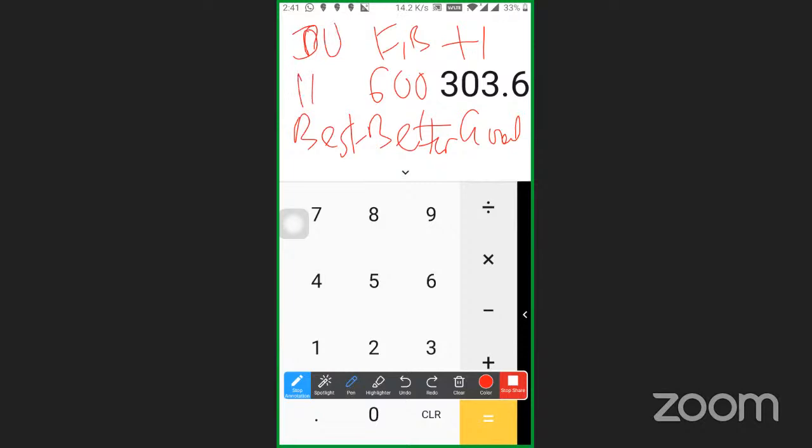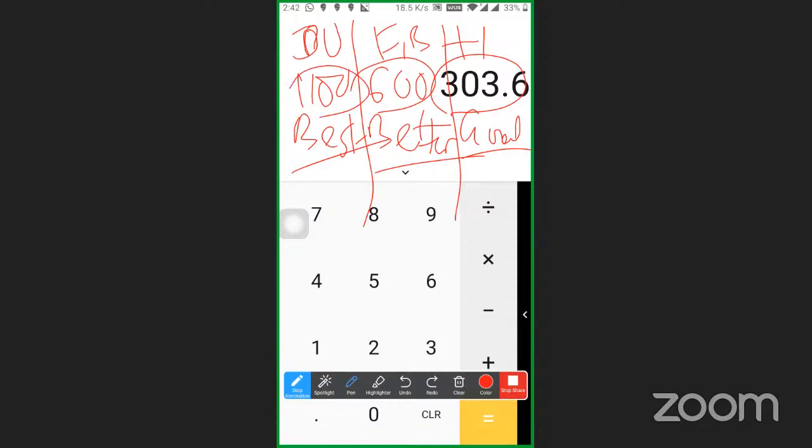And you need around 1100 USDT. So now we have 3 options: good, better, and best. Everything depends on your capital. If you have $300, you can go and trade on this. If you have $600 plus, you can trade on the better one, or you can trade with the best one.